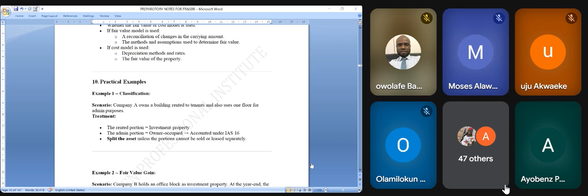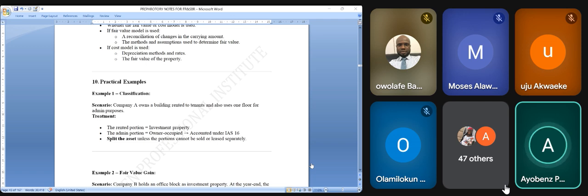All right, my brother. So let's look at this practical question, example 1. A company owns a building rented to tenants and also uses one floor for admin purposes. I have mentioned this. You know the answer. What's the answer? The rented portion is an investment property, whereas the admin portion, that is known as owner-occupied, is accounted for under IAS 16. Split the assets unless the portion cannot be sold or leased separately.